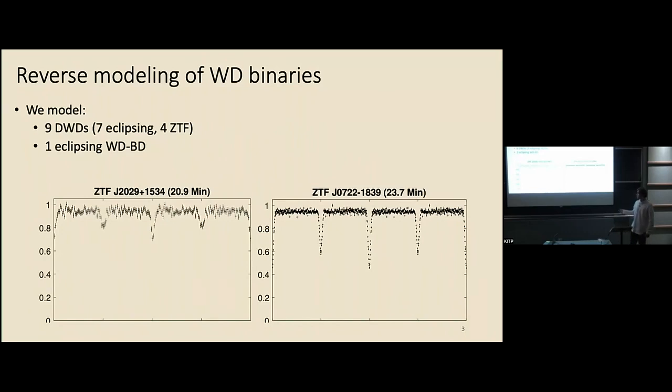Specifically, we model 9 double white dwarfs, 7 of which are eclipsing and pretty well constrained. 4 of those eclipsing, including these 2, are from ZTF. And we also model 1 eclipsing white dwarf brown dwarf binary, which has also been modeled in some other works. So in this case, the companion to the white dwarf primary is not another white dwarf, but a brown dwarf.